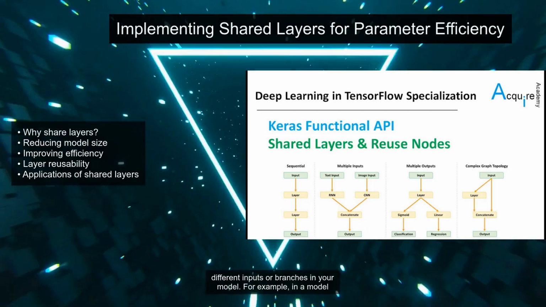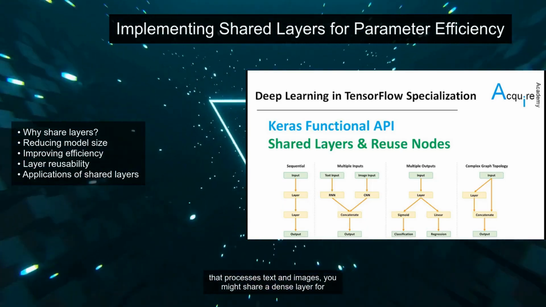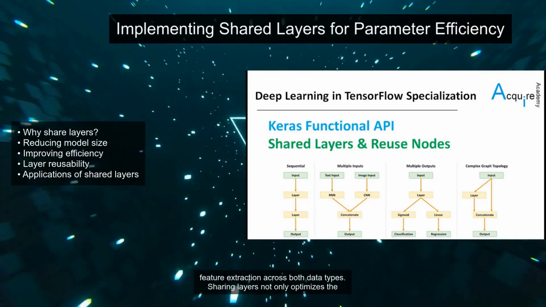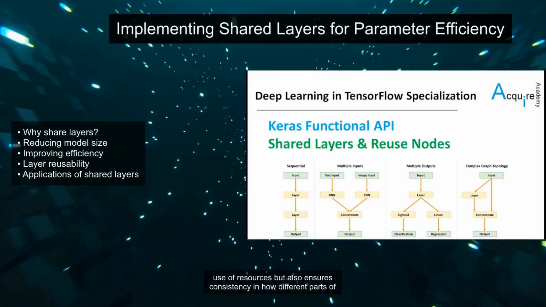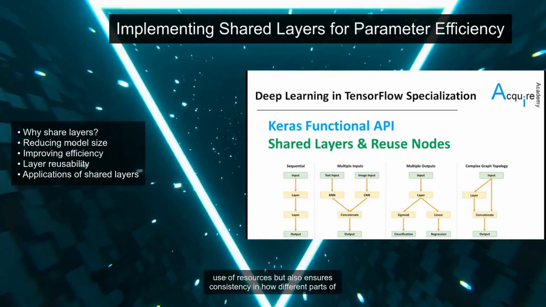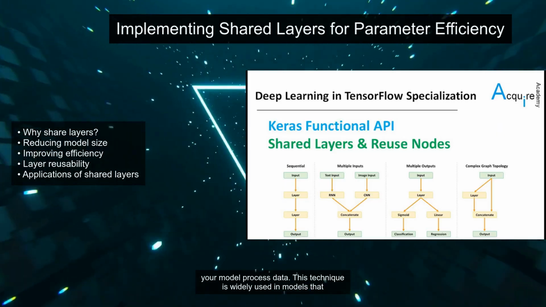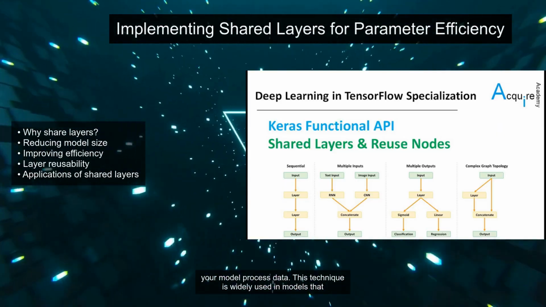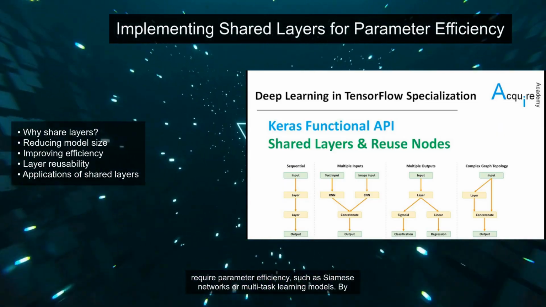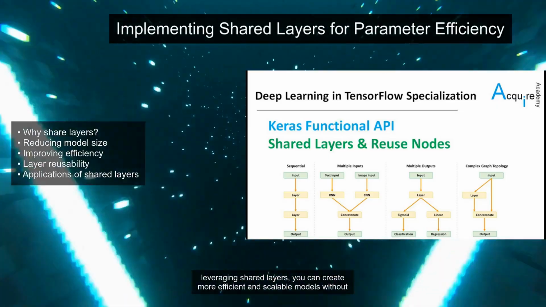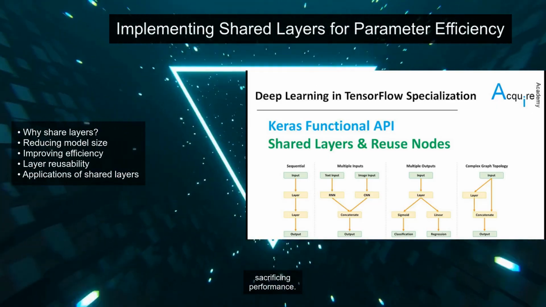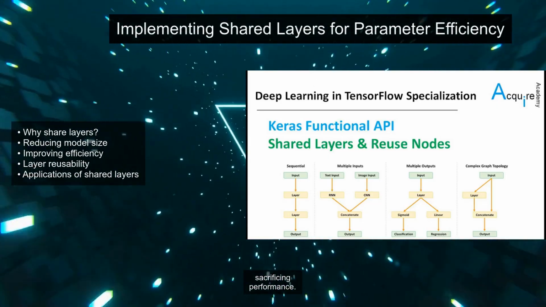For example, in a model that processes text and images, you might share a dense layer for feature extraction across both data types. Sharing layers not only optimizes the use of resources but also ensures consistency in how different parts of your model process data. This technique is widely used in models that require parameter efficiency, such as Siamese networks or multitask learning models. By leveraging shared layers, you can create more efficient and scalable models without sacrificing performance.